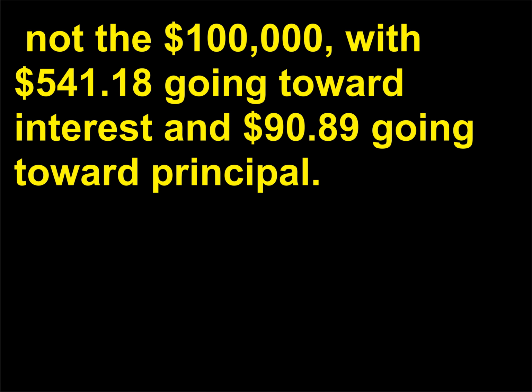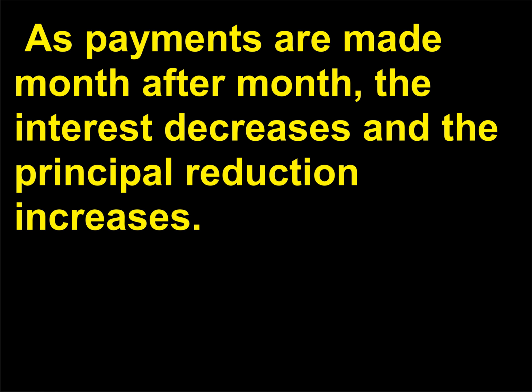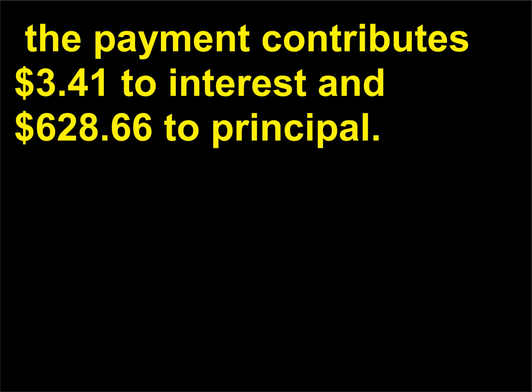not the $100,000, with $541.18 going toward interest and $90.89 going toward principal. As payments are made month after month, the interest decreases and the principal reduction increases. By the 360th payment, or 30 years later, the payment contributes $3.41 to interest and $628.66 to principal.